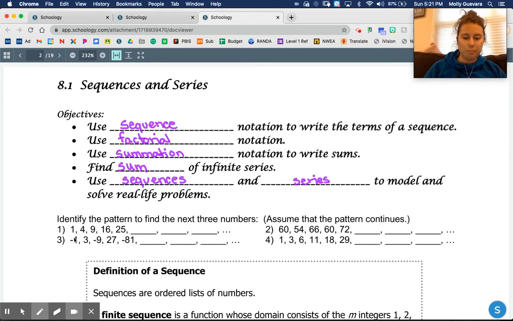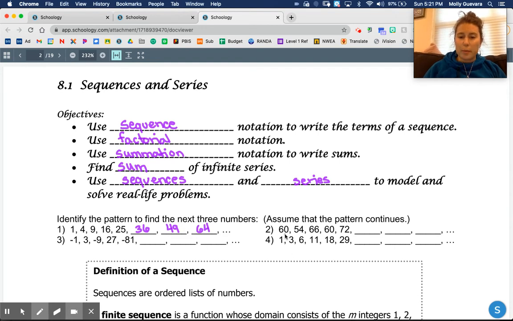For number 1, right, 1, 4, 9, 16, 25, these are all perfect squares, right? This is the perfect square of 1, perfect square of 2, and so on and so forth. So this is 5 squared, so the next number would be 6 squared, which is 36. And then the next number would be 7 squared, which is 49, and then 8 squared, which is 64. And then the dot, dot, dot just means it continues on forever.